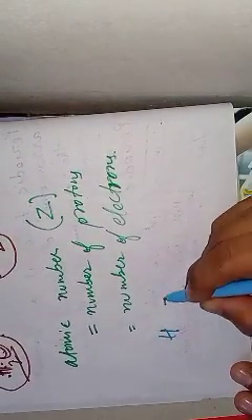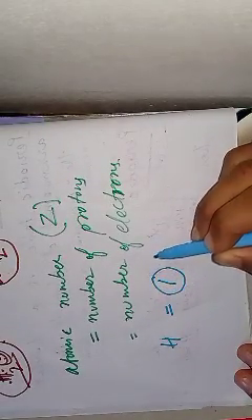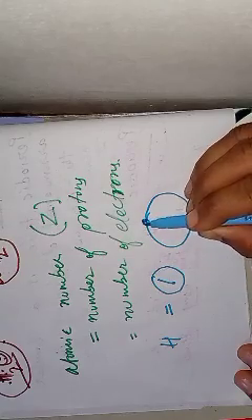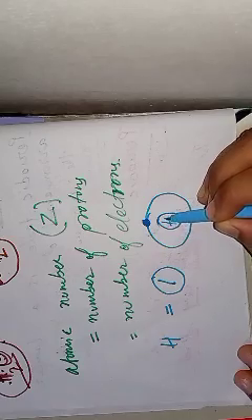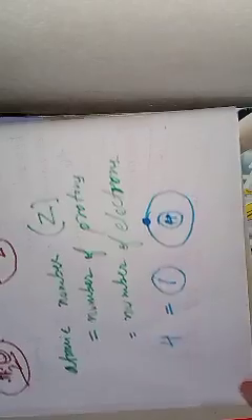Okay, so if I take hydrogen, its atomic number is 1. That means it contains 1 electron and only 1 proton in its atom. The proton will be in the nucleus and the electron will be revolving around the nucleus in shells. As hydrogen has 1 electron only, there will be only 1 shell in which the electron will revolve, and in the nucleus of hydrogen you will have only 1 proton. Okay, so I hope you understood the definition.